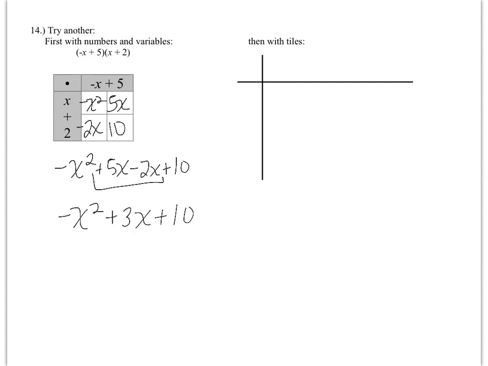Now when you do it with tiles, it's pretty cool. Over on the top, I'm going to go ahead and put the negative x, you shade it in because it's negative, plus 5, which is going to be 5 ones.